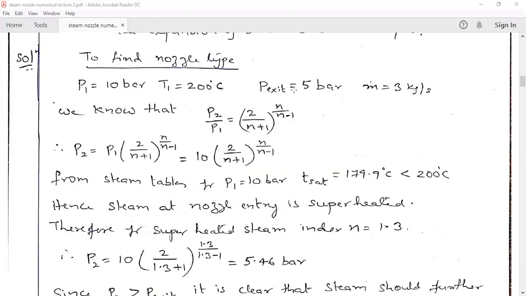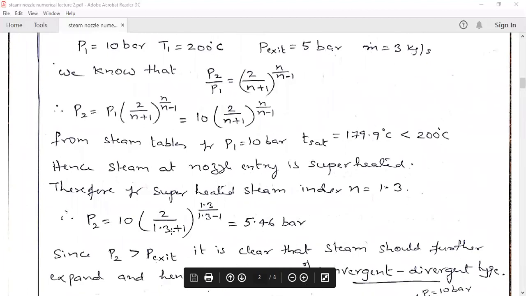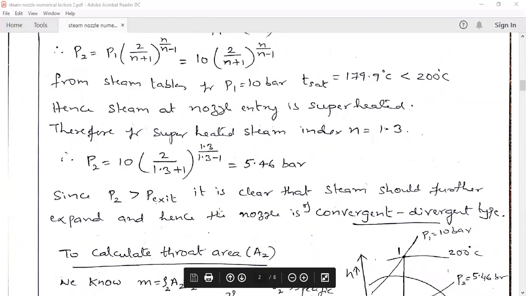the exit pressure, they say it is 5 bar. That means further expansion of the steam has to occur to reach the pressure of 5 bar. That means the nozzle which we use clearly is a convergent divergent type.